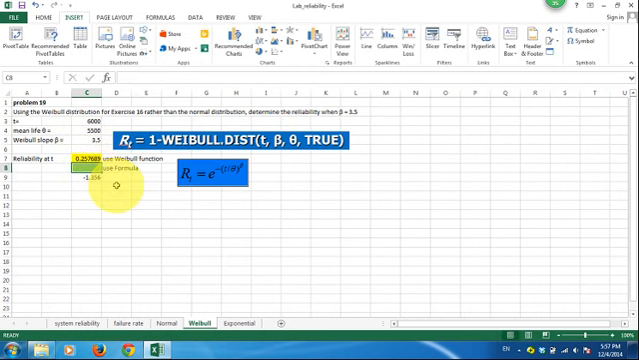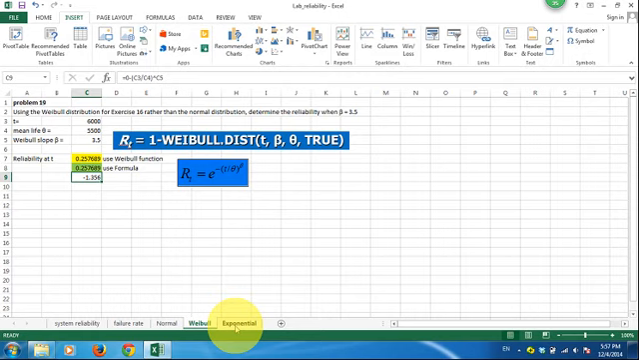Then to find R(t), we use the EXP function, which is the exponential function in Excel. The number we need to put in is C9, this pre-calculated exponent, the power. That gives us 0.2576889 as well. So you can use either way to compute R(t).